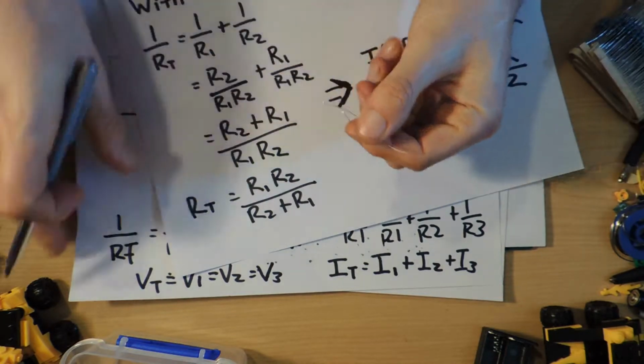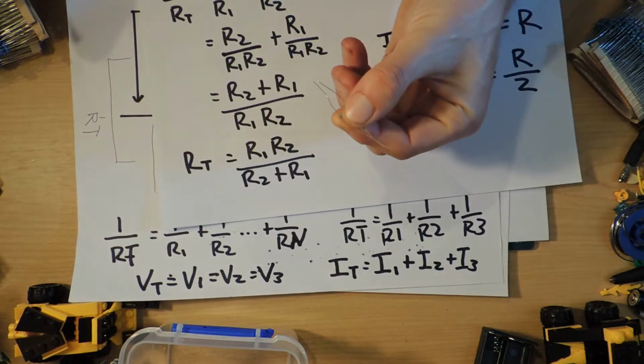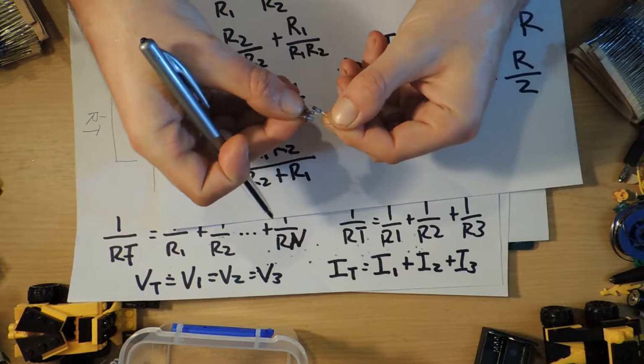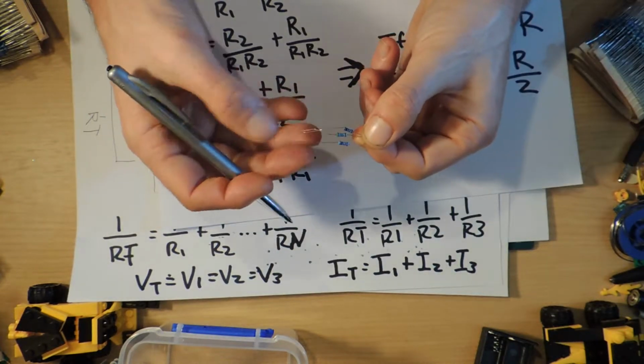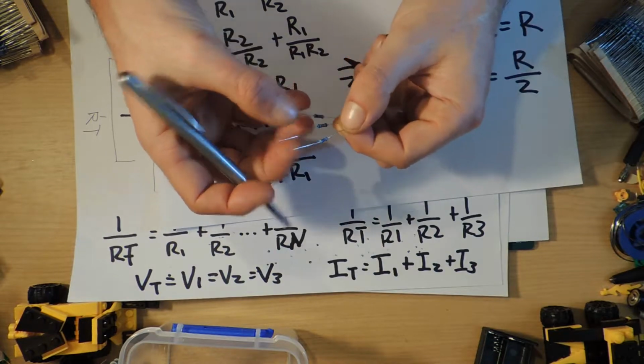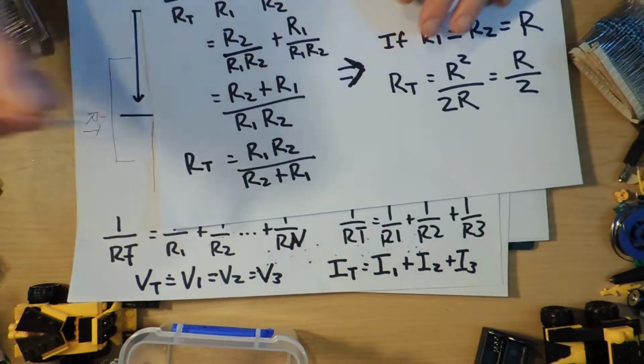And in fact, if you keep adding them on, then you'll get them divided by 3. So if I have 3 of them, then it's actually going to be 10,000 divided by 3, so the total resistance will be 3,300. And so on. If I had 4, it would be 2,500, and so on, and so on.